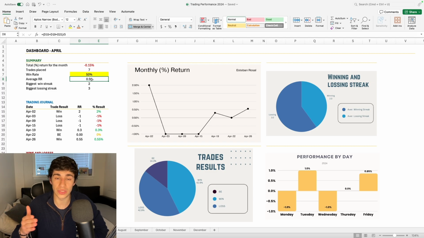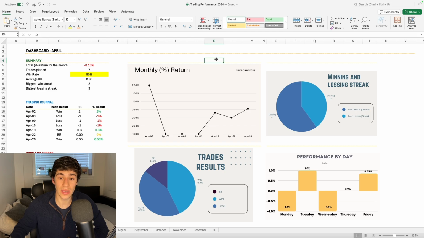So basically 1 to 0.95, which is actually very low compared to my usual aim, because I usually aim for 1 to 2. So it's kind of low. So this helps me to understand that maybe I did some mistakes or I target wrong. And my biggest win streak was 2 trades, and my biggest losing streak was kind of big, so it was 3.